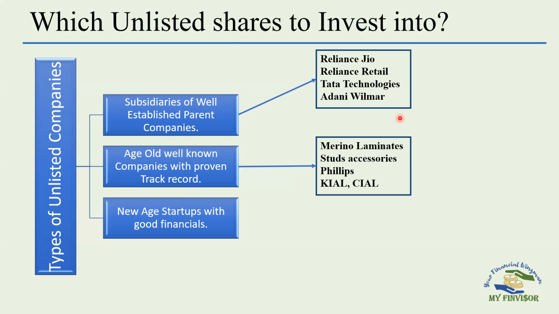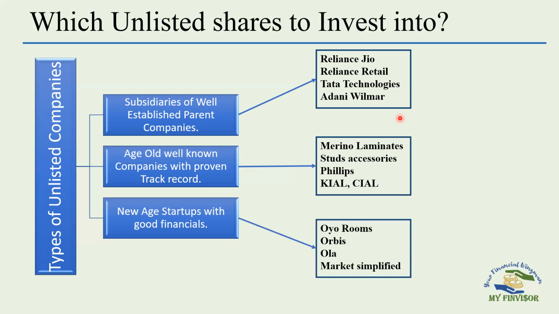And then Cochin International Airport, Kannur International Airport. So these are airports which are already there, right? And the new age startups like Oyo Rooms, Orbis, Market Simplified, Ola, all these are new age startups which have great potential. So these are some new age startups where we can invest.